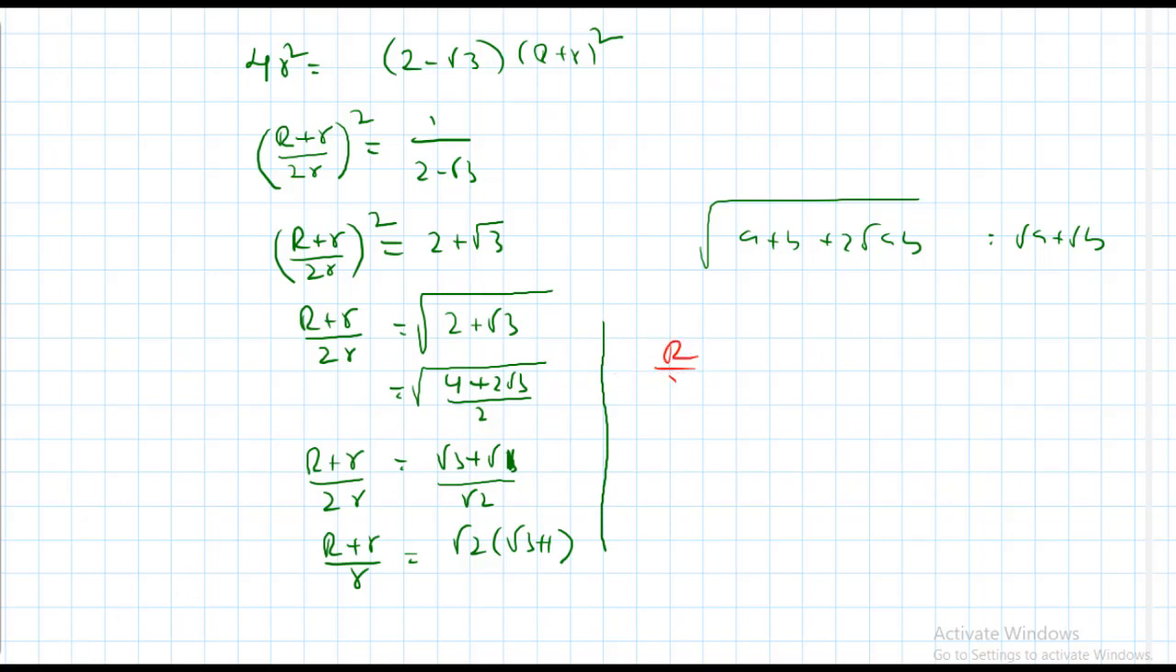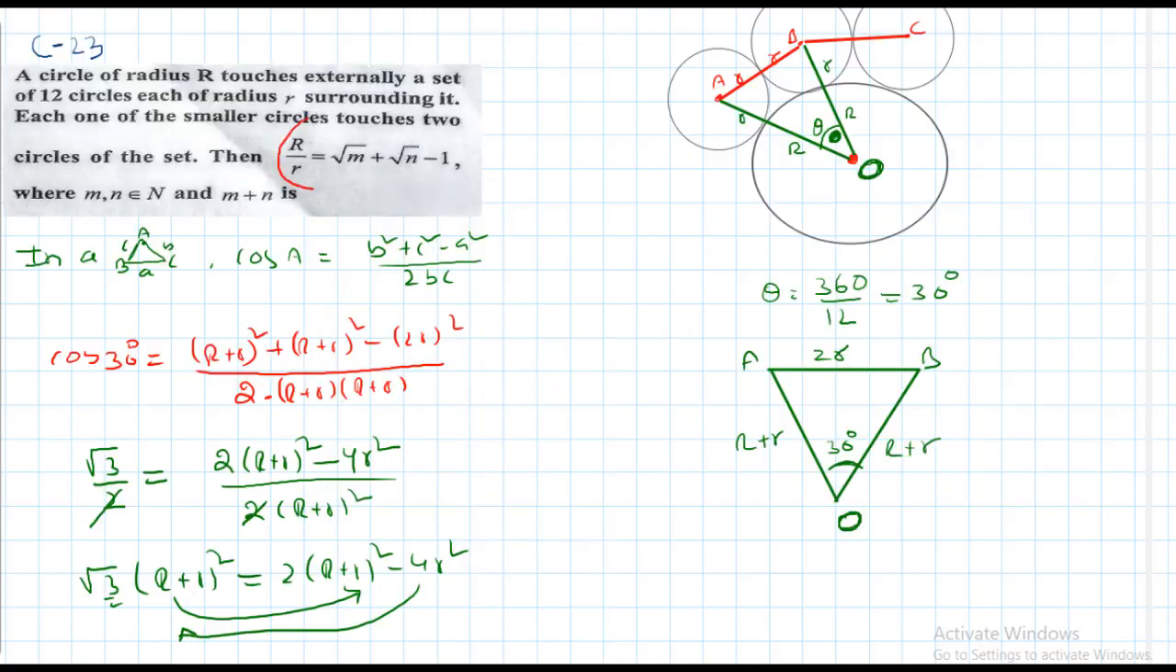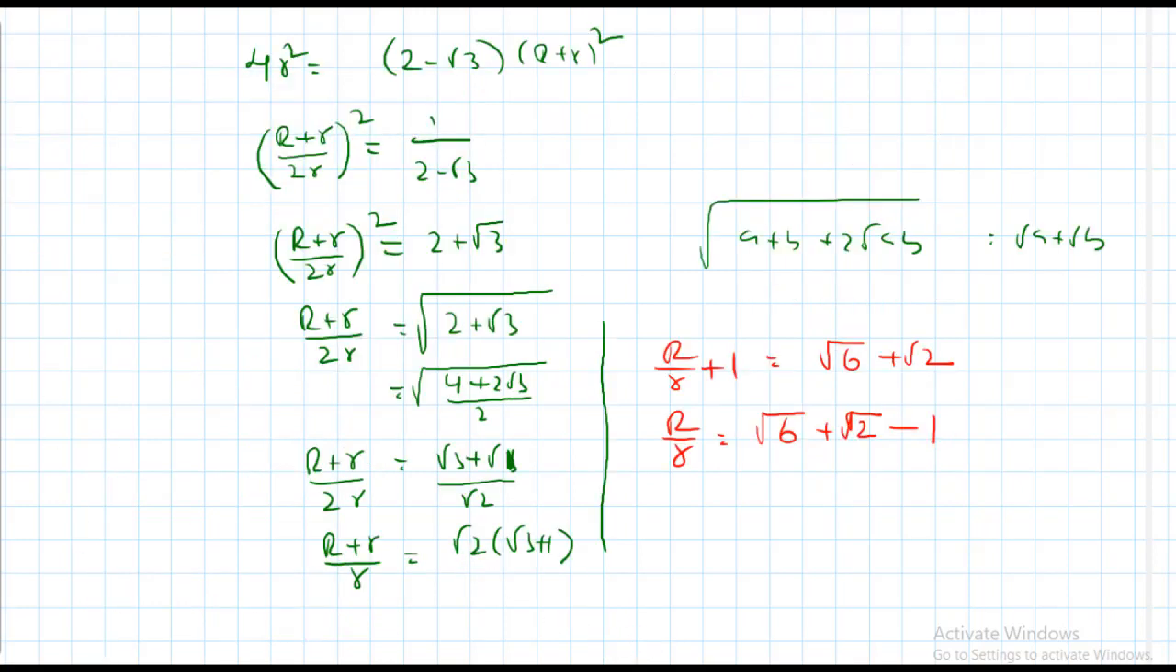So capital R by small r plus 1 equals root 6 plus root 2. So I want capital R by small r, that is equal to root 6 plus root 2 minus 1. Now I want to check what the given problem is. So capital R by small r equals root m plus root n minus 1. Yeah, but given, capital R by small r is equal to root m plus root n minus 1.